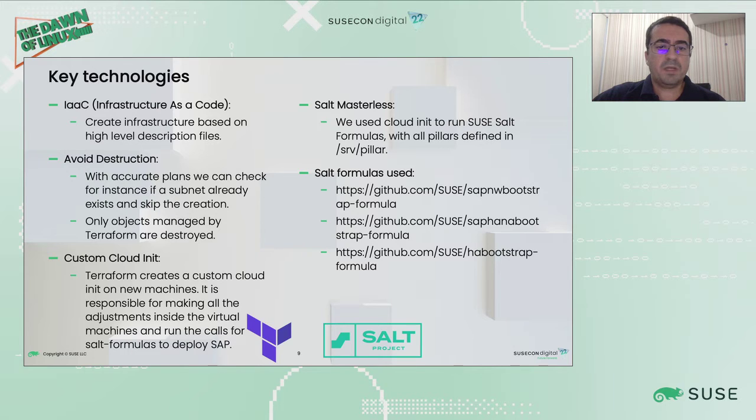With Salt, we have the feature of avoiding destruction, in a way that only objects that are managed by Terraform are destroyed. So we have some safety measures, so that something in production that could be managed or updated by Terraform is not updated wrongly.